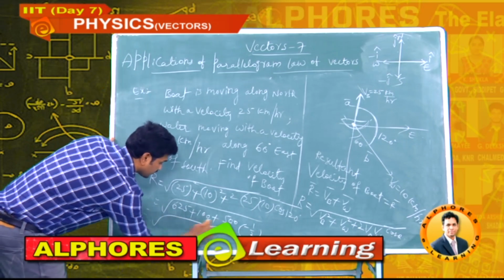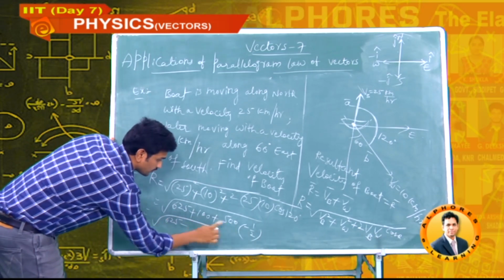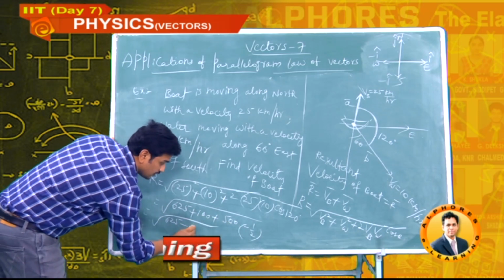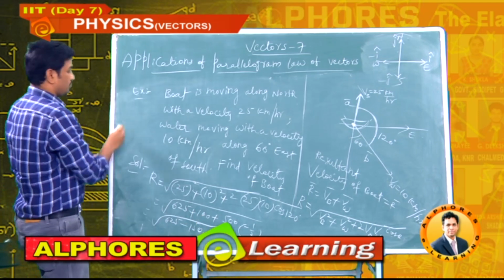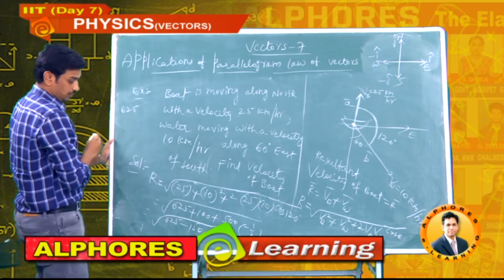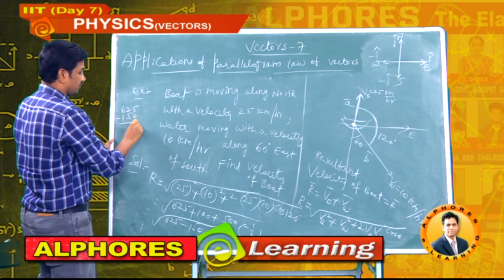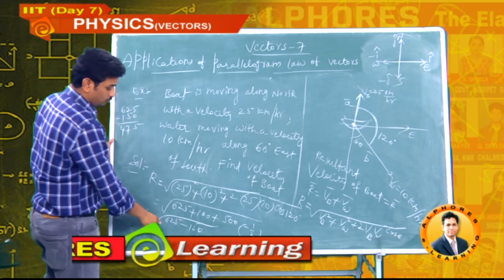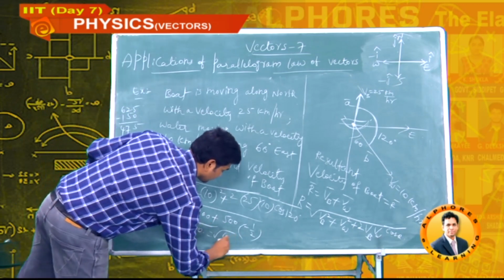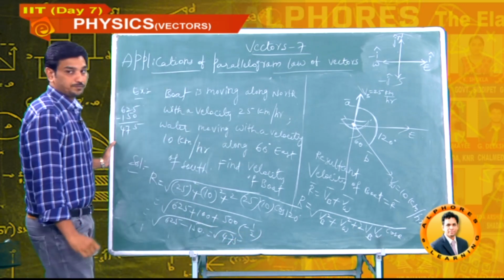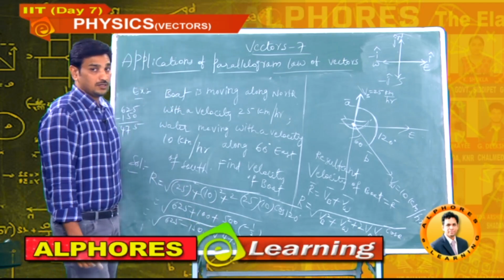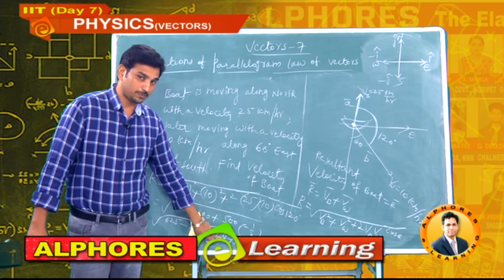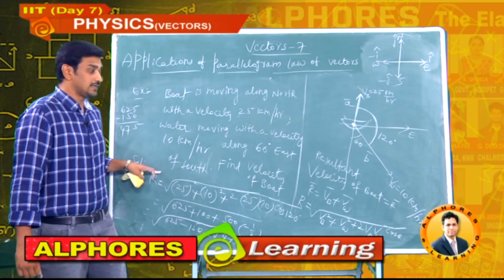Now under root, 625 minus 250, minus 250 plus 100, it is minus 150. Now you can subtract here, 625 minus 150: 5, 12 minus 5 is 7, 5 minus 1 is 4. So this value under root 475 kilometer per hour. This is the velocity of the boat with respect to ground. Otherwise I can call it the resultant velocity of the boat.